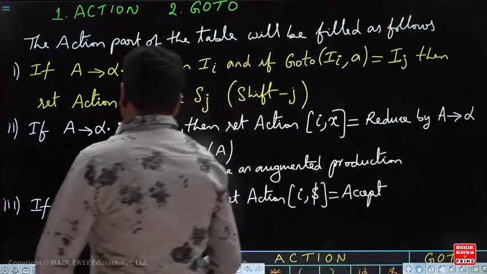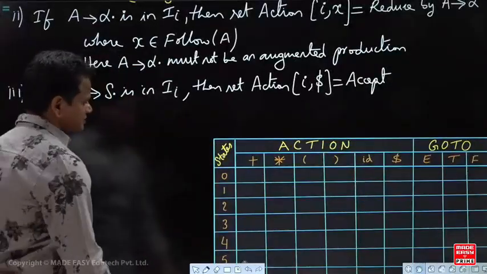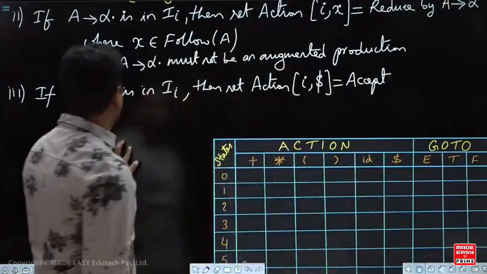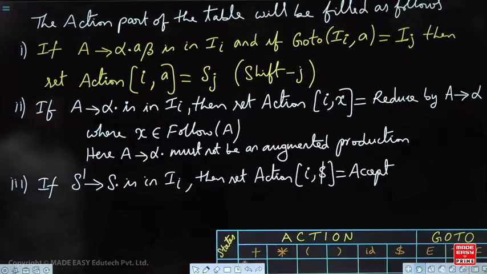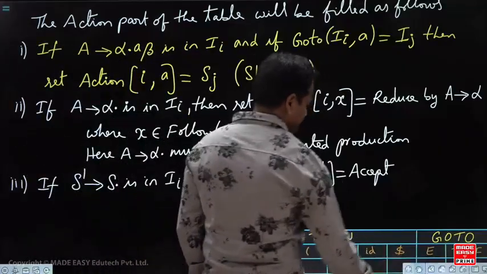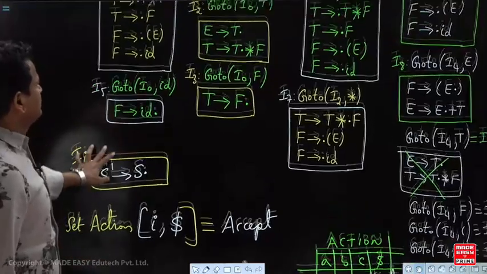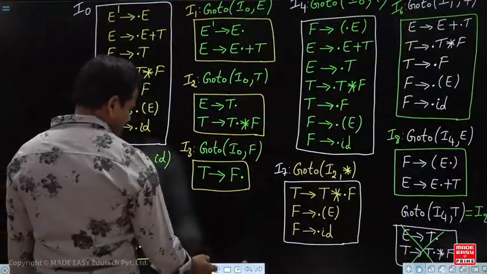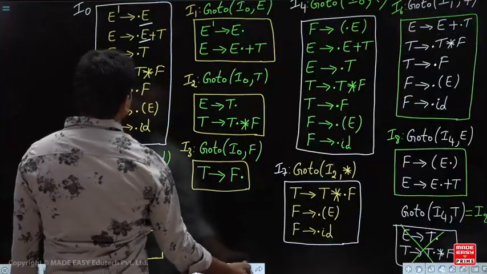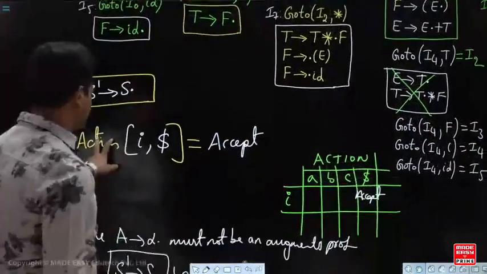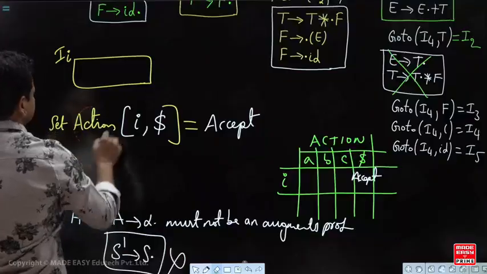Okay. Next, this is the action part. We have the goto part. How to fill the goto part? I already told you. Have you copied, all of you? Now, so the goto part. How to fill the goto part? I told you, for non-terminals, we enter in the goto part. So how to enter the goto part? Just look at this. It's simple, damn easy. It's very simple.